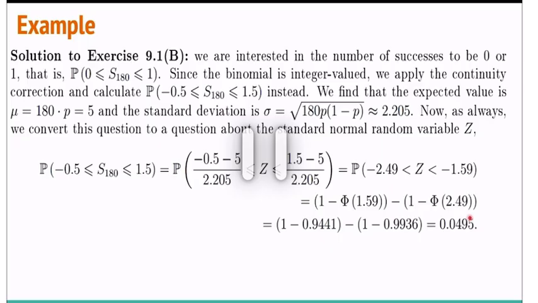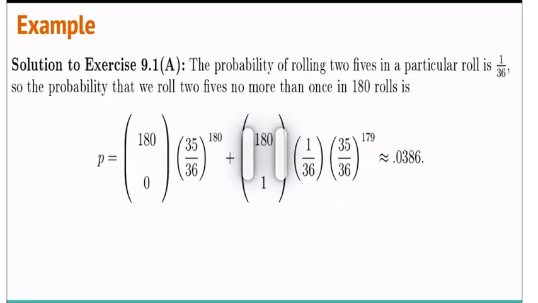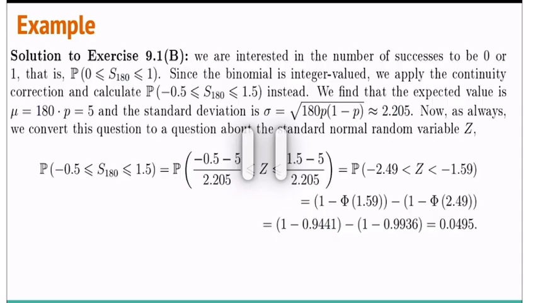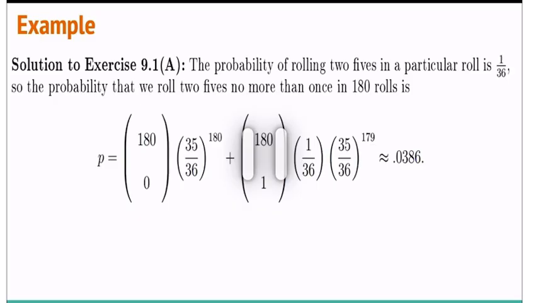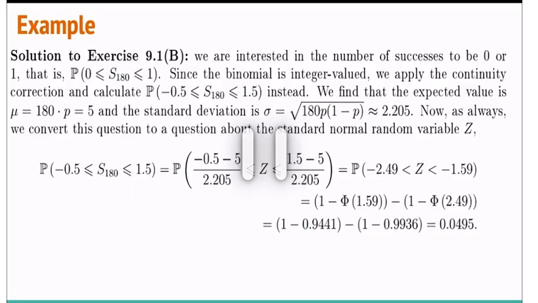But can we do something here? Let's compare. We got 0.0495 using normal approximation. But what do we get with the exact binomial? With the exact binomial, it is 0.0386. If you take a look at the two, 0.0386 and 0.04, they are very close. Approximation makes sense if the result is very close to the exact.